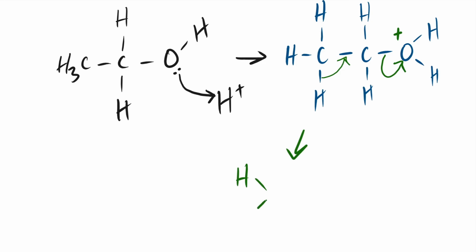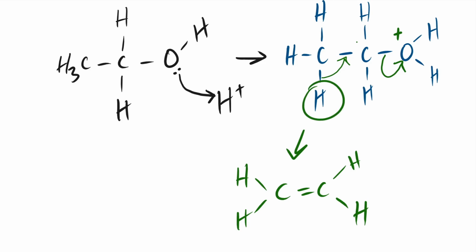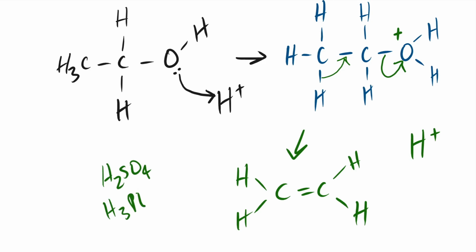Okay, so in this example, it's just going to be ethene, but it will change depending on what your starting alcohol is, how many carbons there are in the chain, etc. And then this hydrogen that left the molecule is going to be a H+ ion, and it's going to reform the concentrated strong acid, so either our H2SO4 or our H3PO4. So one of these two is going to act as a catalyst and be reformed.